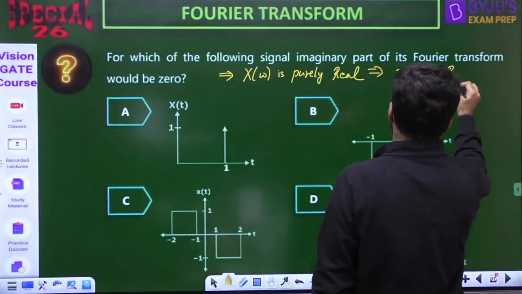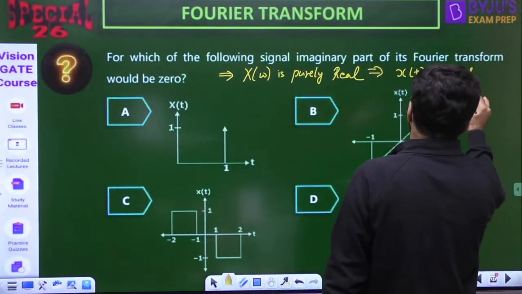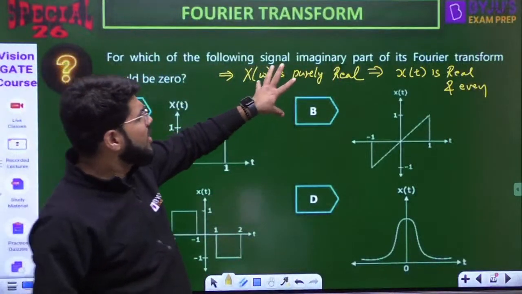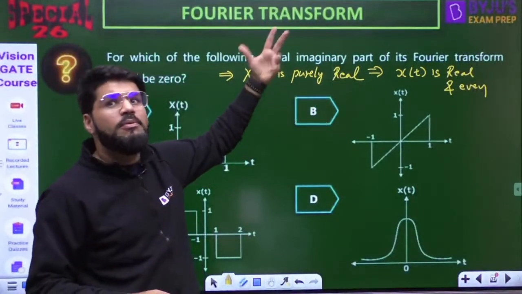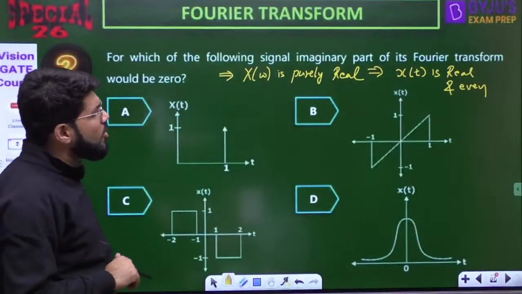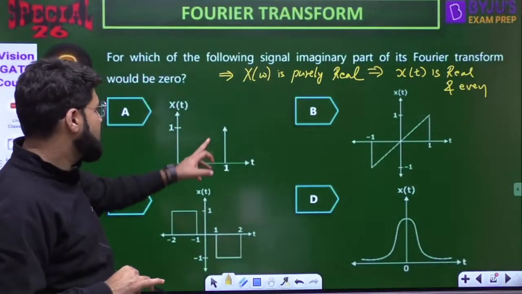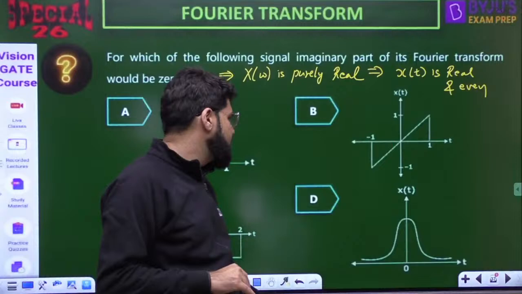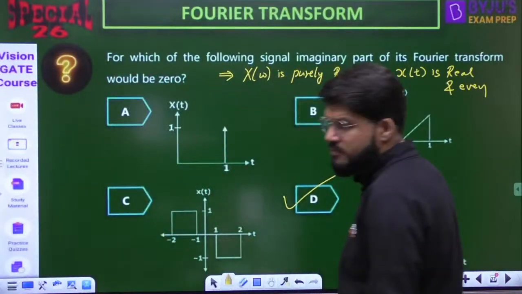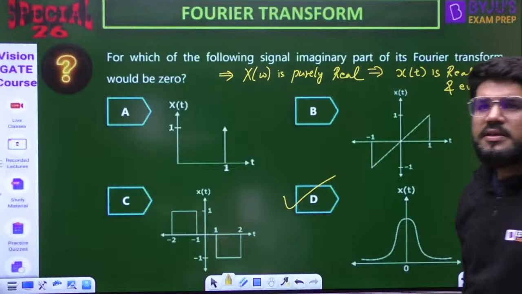x(t) must be real and even symmetric. Then only the Fourier transform is real and even. The Fourier transform must be real, that is required; it will also be even in addition, but that is extra. So which option is even symmetric? This is odd symmetric, this is odd symmetric. Option D is even symmetric. Yes, correct answer.